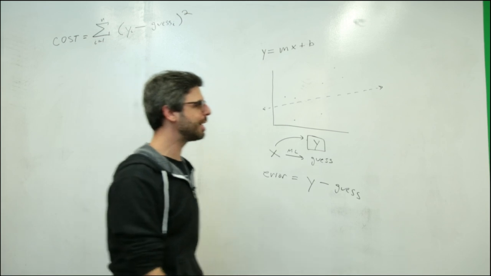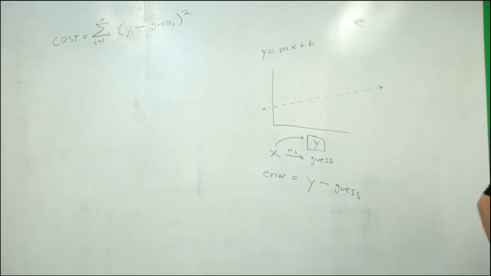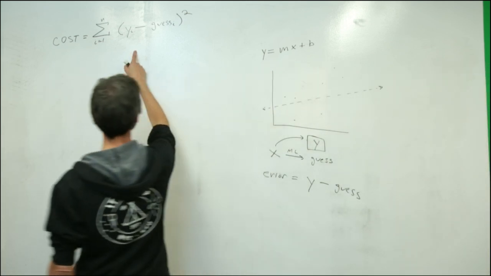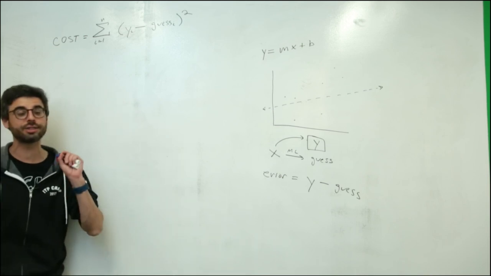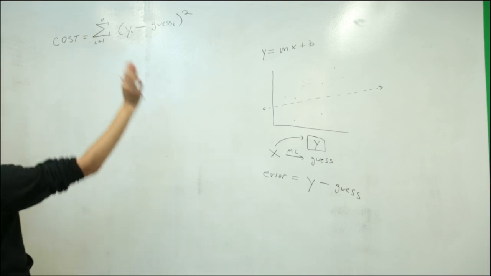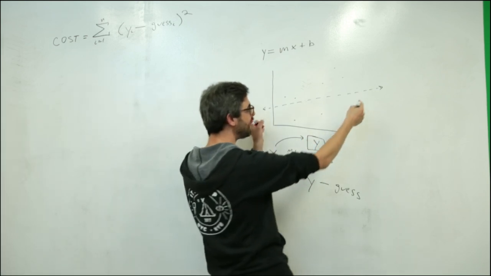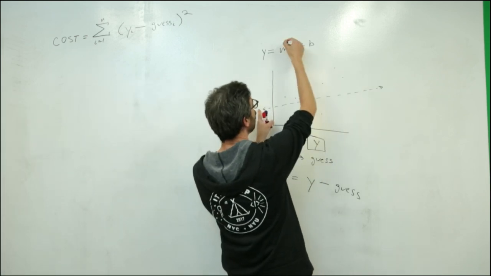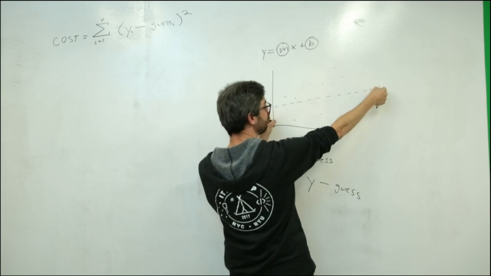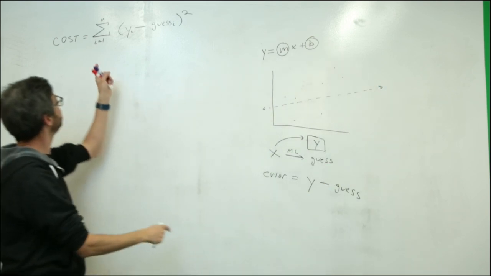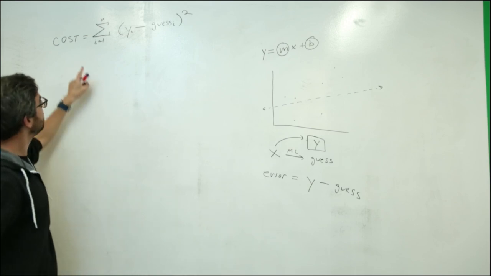Is that something you can actually see? Yes, it is. So this is the formula. This is known as a cost function. This is the total error for the particular model, being the current m and b values that describe this particular line. This is the error.